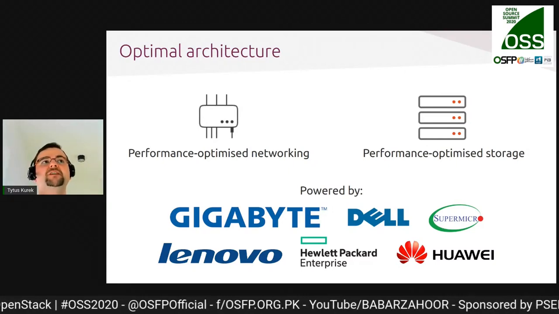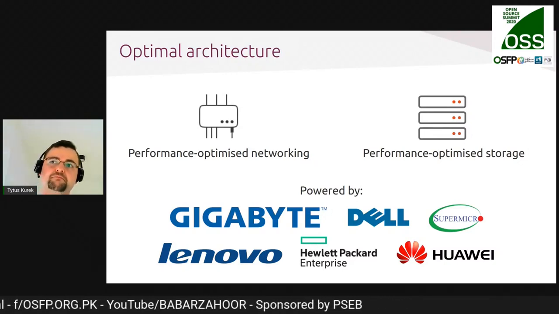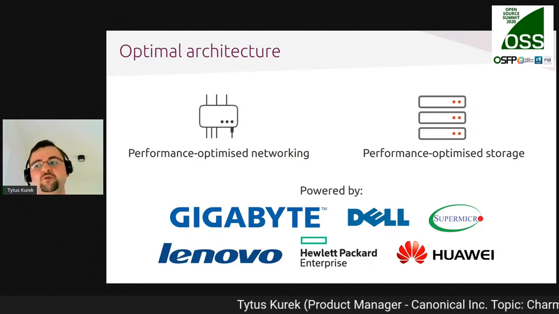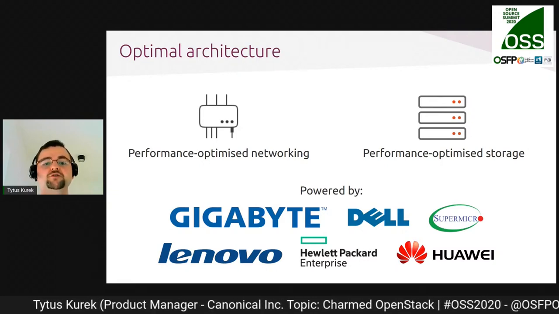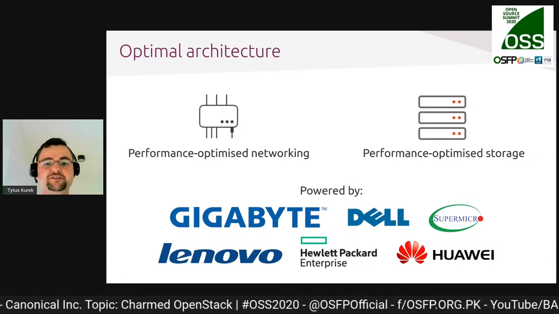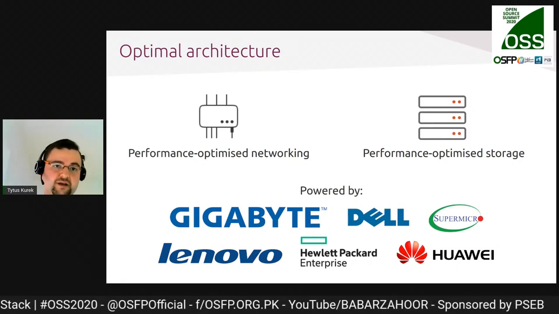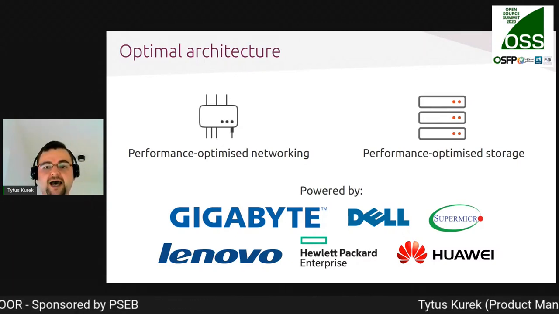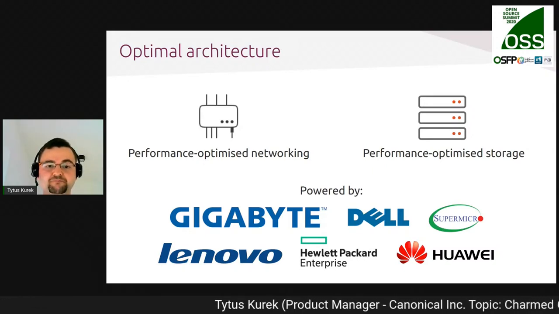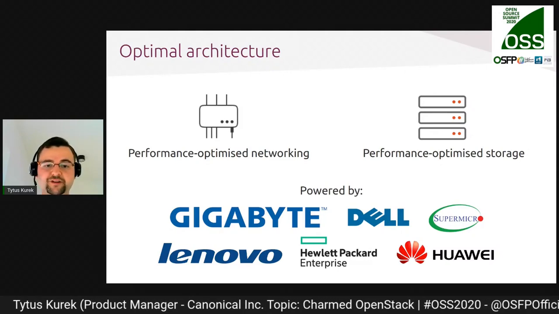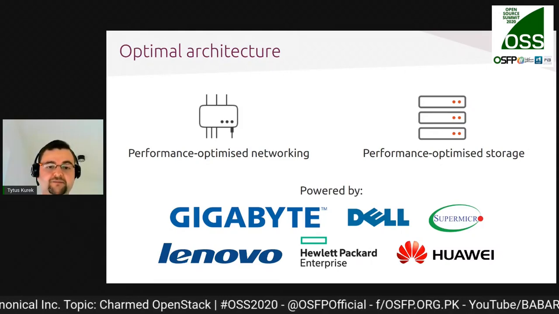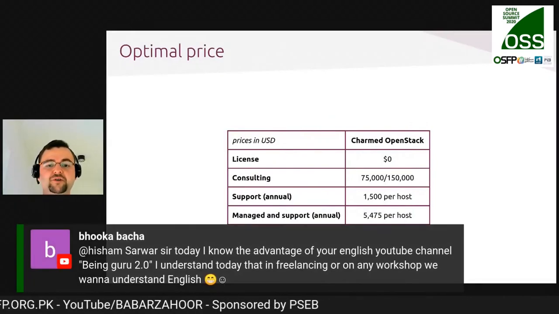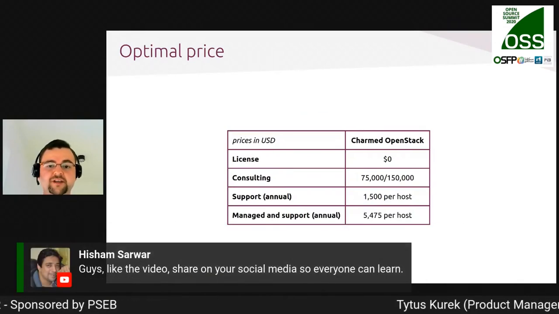Hardware obviously is an investment that has to be made at the beginning. It makes up a significant portion of the initial budget, the CapEx, but still it is possible, by following certain guidelines and best practices, to choose hardware that provides the best value for money while not breaking the performance, while not breaking the quality. For that, our reference architecture for private cloud implementation is based on performance optimized networking and performance optimized storage. And in order to provide the actual bill of materials, we cooperate with the leading hardware vendors, including Dell, Supermicro, Lenovo, HP, and others that are listed here. With regards to the optimal price, it is pretty straightforward. We try to offer our solutions and services at the best possible price.